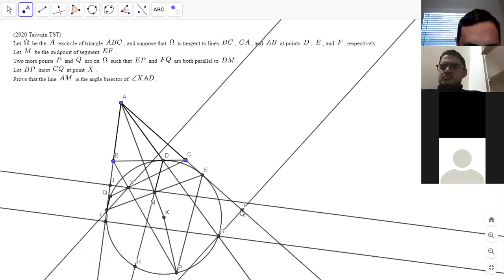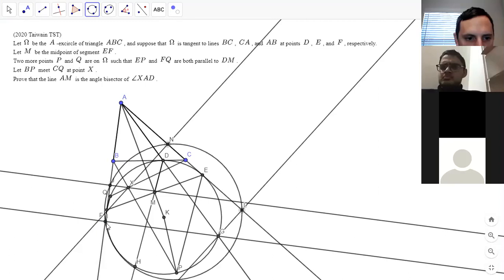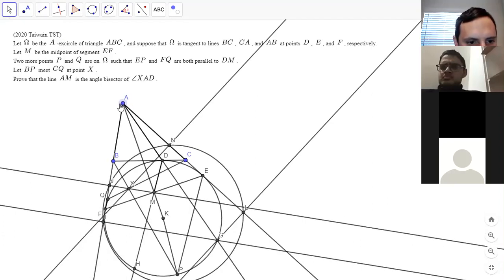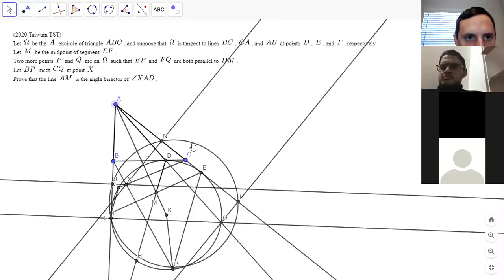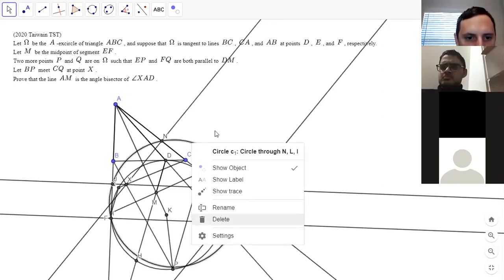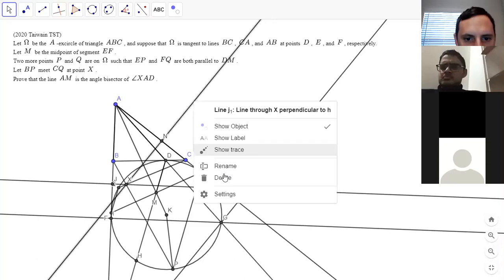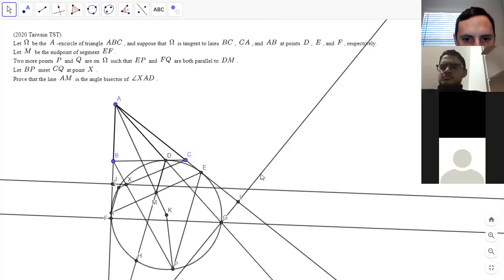So, yeah, I think they are isogonal conjugates, X and G. So instead of proving from A, we prove from B, and similarly from C. Hold on just one second. Okay.